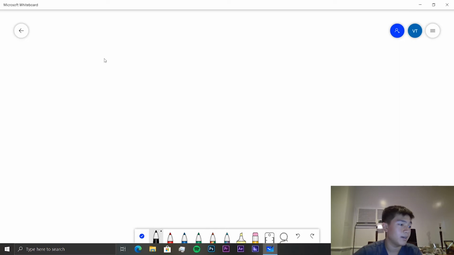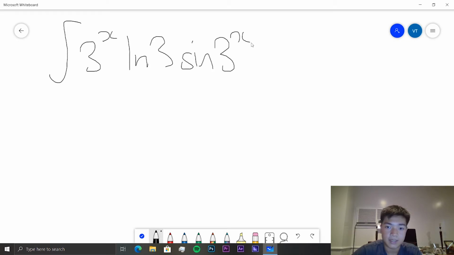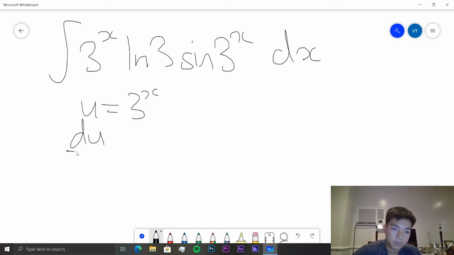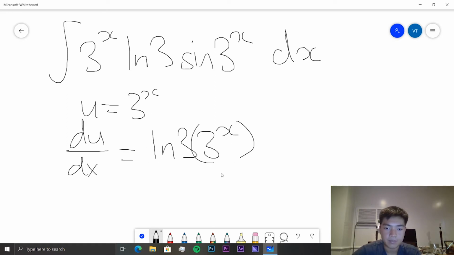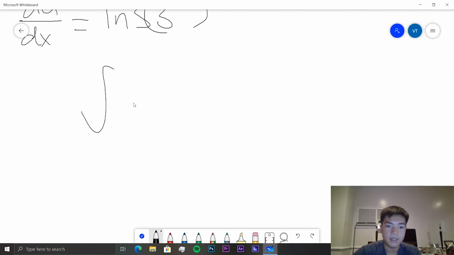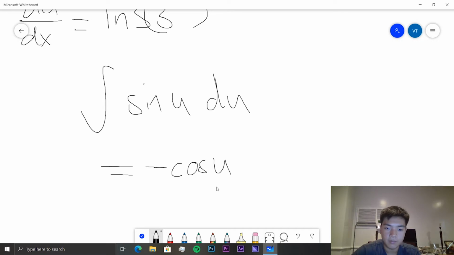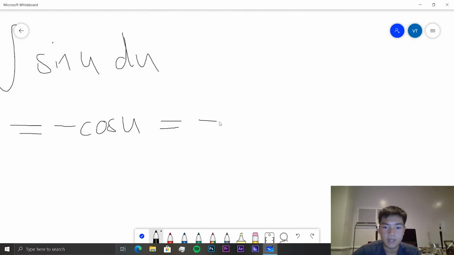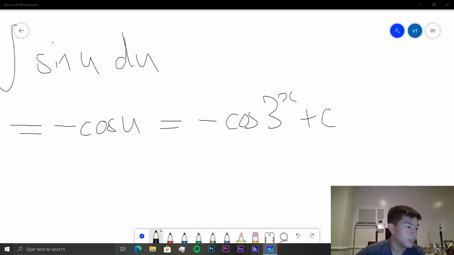Okay, next one we have the integral of 3 to the x ln 3 sine (3 to the x) dx. So I'm going to pick u is equal to 3 to the x. So du over dx is equal to ln 3 times 3 to the x. So if we substitute this back in, we actually divide, so those two cancel out. So we're left with the integral of sine u du, which is equal to negative cosine u, which is equal to negative cosine (3 to the x) plus c. So yeah, that should be the answer.